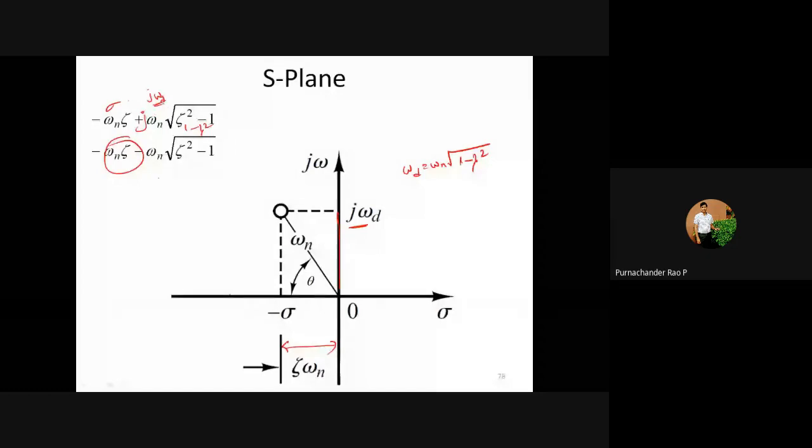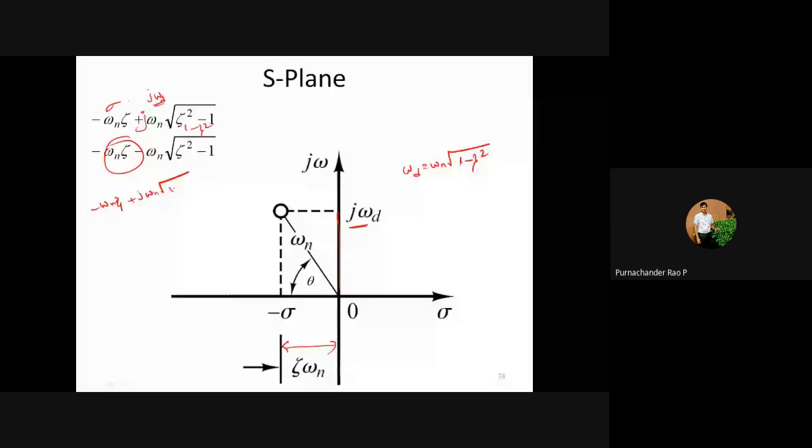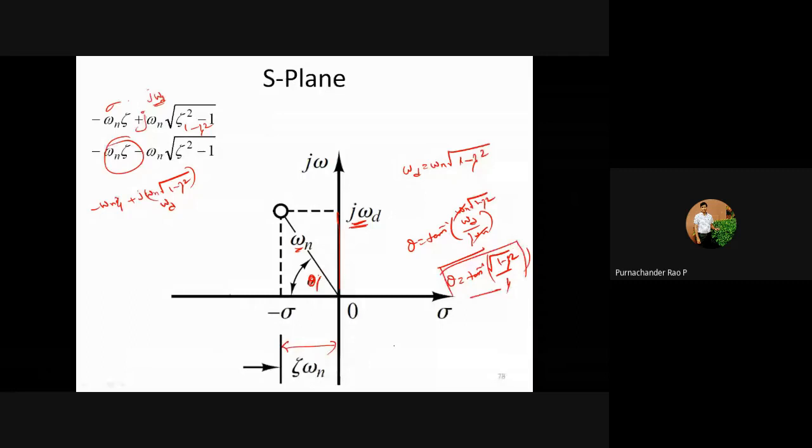So minus zeta omega n plus j omega n into root of 1 minus zeta square. This term is going to be omega d. That's what we are representing here. The resultant value you are going to get is omega n with an angle of theta, where theta is equal to tan inverse of omega d divided by zeta omega n. Since omega d is omega n into root of 1 minus zeta square, omega n will be cancelled out. So theta is equal to tan inverse of root of 1 minus zeta square by zeta. Like this, you will get the value of theta if you know the value of zeta.